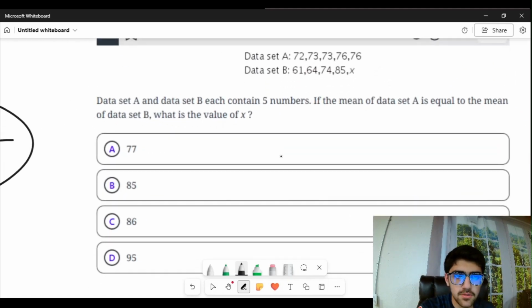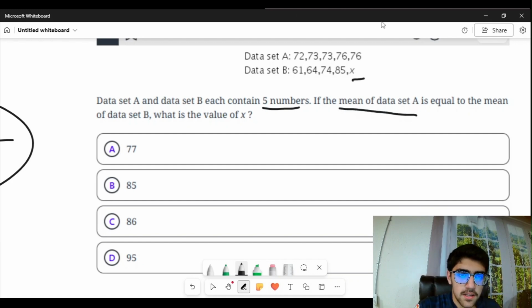So this one, I see there's 2 data sets. I automatically see an X, so I feel like we're going to have to solve for the missing value. It tells us that data set A and data set B each contain 5 numbers. If the mean of data set A, so the average, is equal to the mean of data set B, what is the value of X?